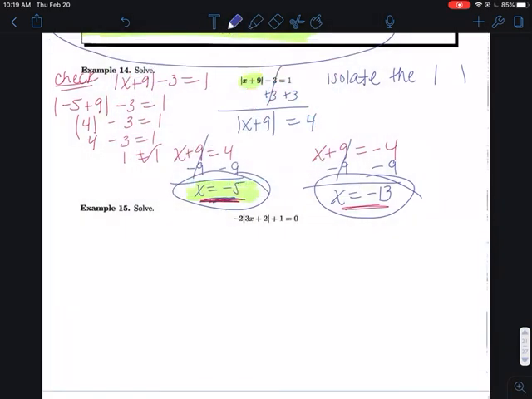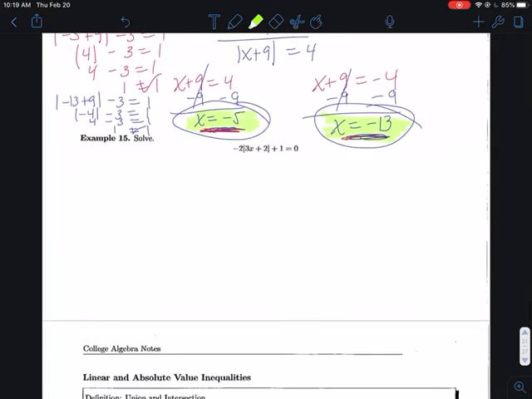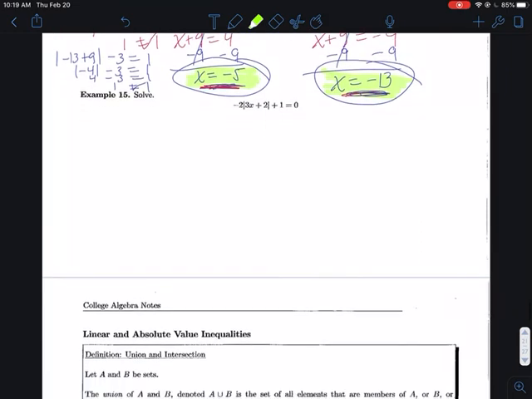Then I'm going to plug in, use a different color, I'm going to plug in negative 13. So this is the absolute value of negative 13 plus 9 minus 3 equals 1. Well, negative 13 plus 9 is negative 4, and I'm taking the absolute value of that. So this becomes 4 minus 3 because the absolute value of negative 4 is 4. And 4 minus 3 is 1. So 1 equals 1. So again, they both work. All right. This would be a nice example to stop and pause the video.